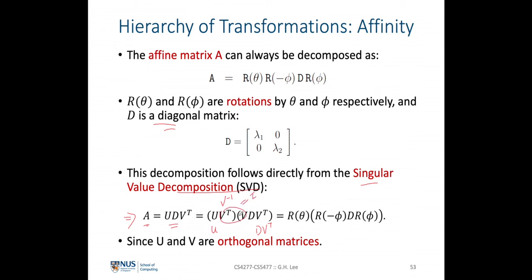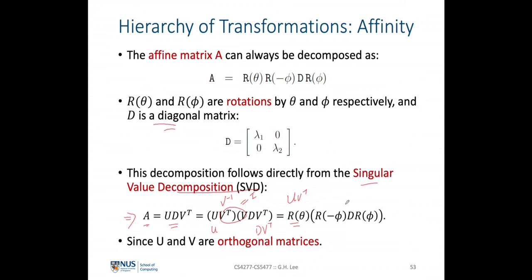So by inserting these two terms over here, it wouldn't affect the end result of this multiplication, and hence as a result we can group U and V transpose together and call it R of theta. This is since U and V are orthogonal matrices, the multiplication of two orthogonal matrices is still an orthogonal matrix, which is a rotation matrix in this sense over here.